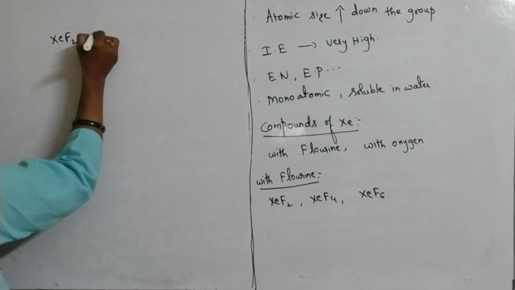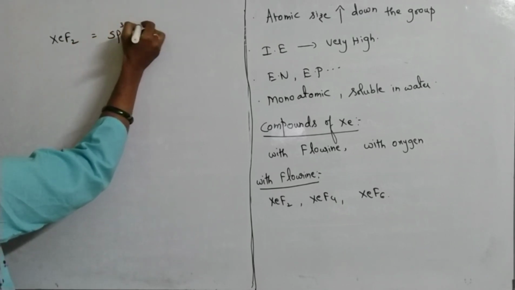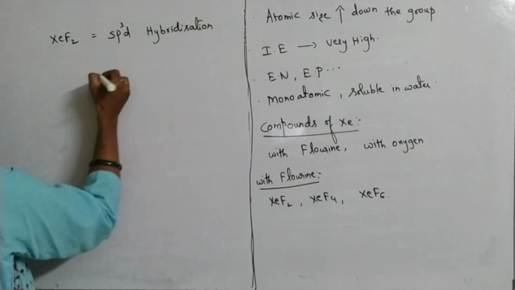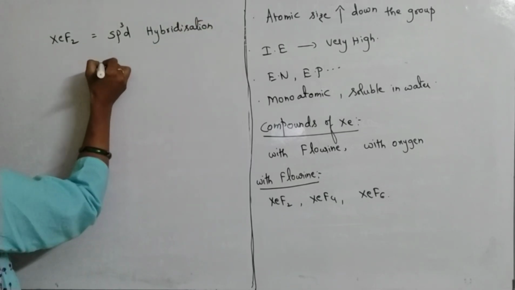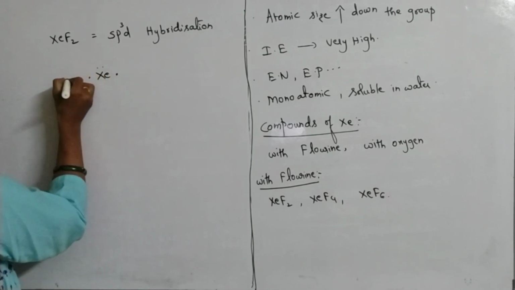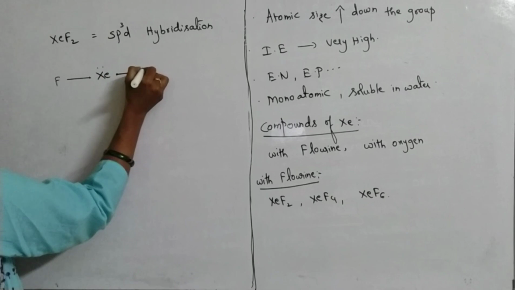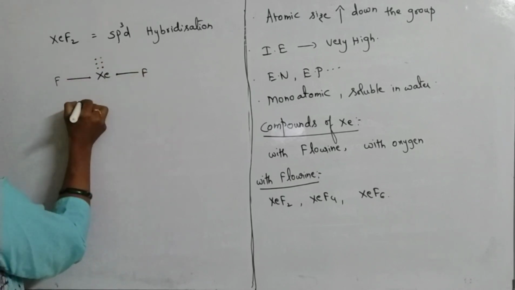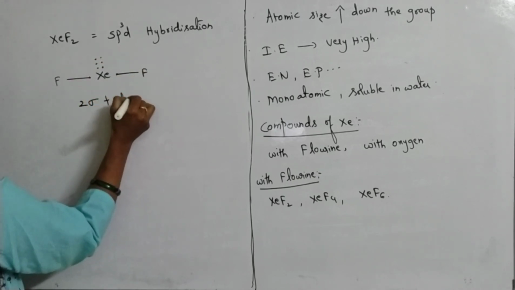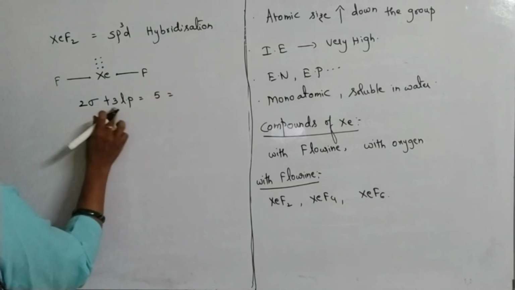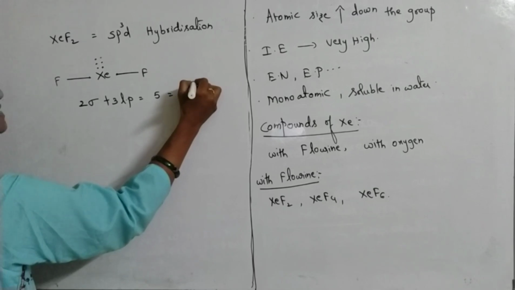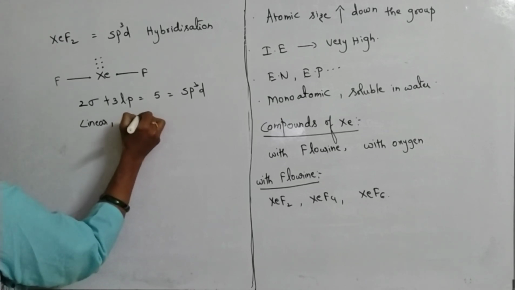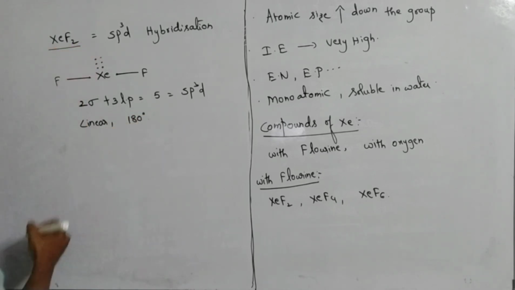If you go for XeF2, the hybridization is sp3d. Looking at the structure, xenon has 8 valence electrons. With the 2 fluorines, it will form 2 bonds, and you will be left with 3 lone pairs of electrons. So 2 sigma bonds and 3 lone pairs, total is 5. If the total is 5, it is sp3d hybridization. Here the shape is linear. For XeF2, the shape is linear, and the bond angle is 180 degrees, for the first compound.